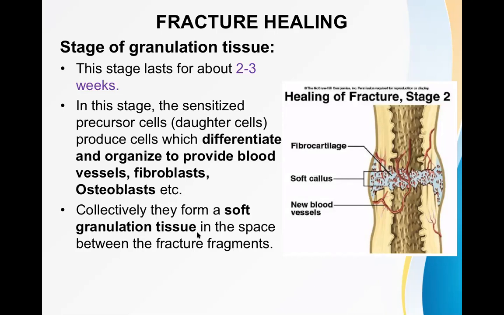Later on, the same granulation tissue will develop into scar, if we talk about skin and some other areas. But in the bone, the granulation tissue will develop into bone itself, and that is called callus. In the beginning, it is woven bone. Later on, it will convert into lamellar bone.